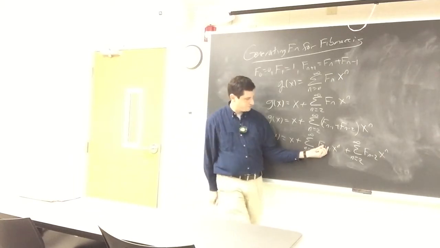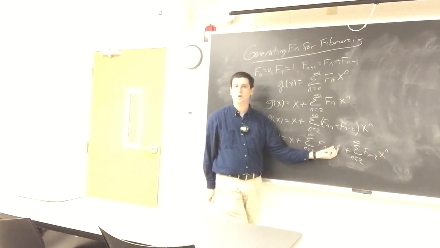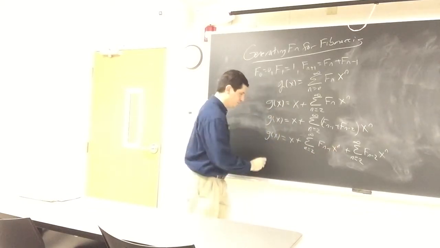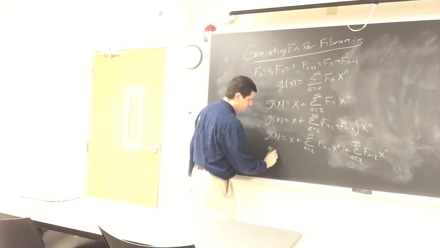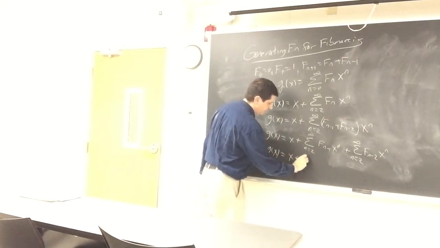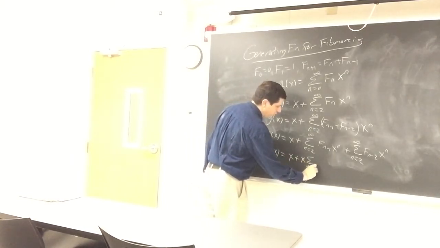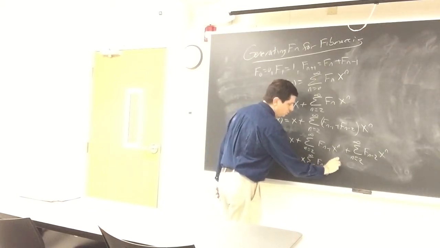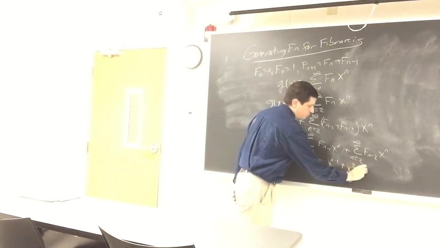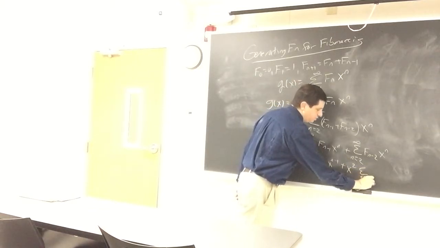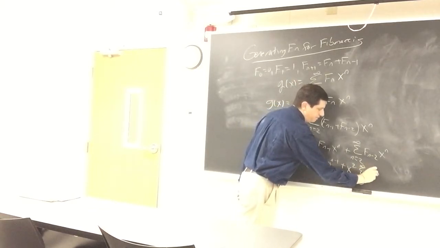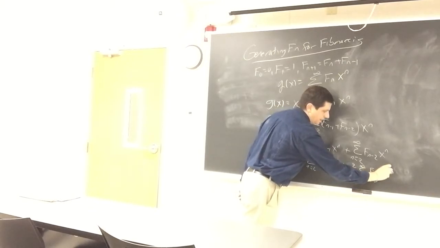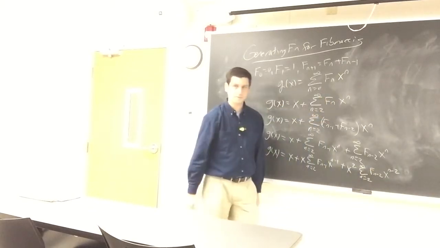I have an f sub n minus 1 here. How many x's do I want? I have an extra x. So let's pull out an x. So you get g(x) is x plus x times the sum, n goes from 2 to infinity, of f_{n-1} x^{n-1}. And here I'll pull out an x squared. The sum n goes from 2 to infinity of f_{n-2} x^{n-2}.